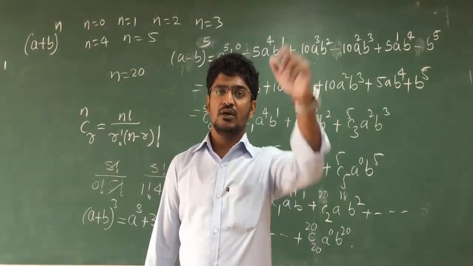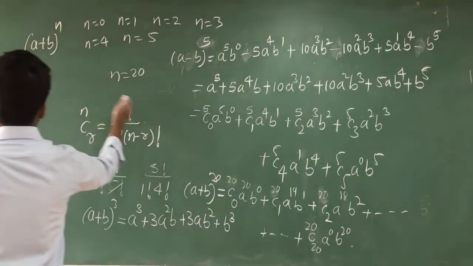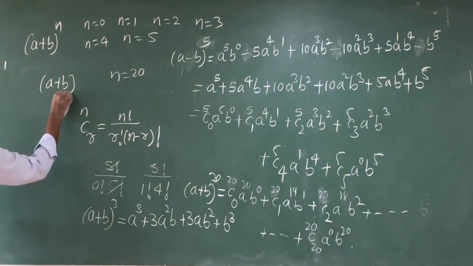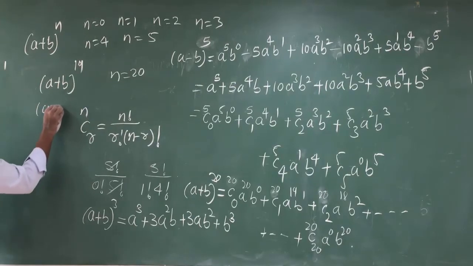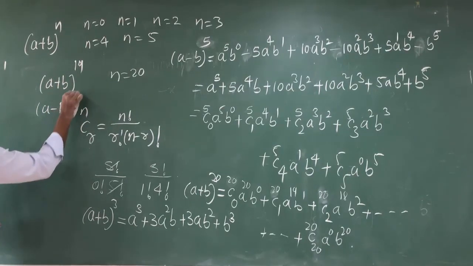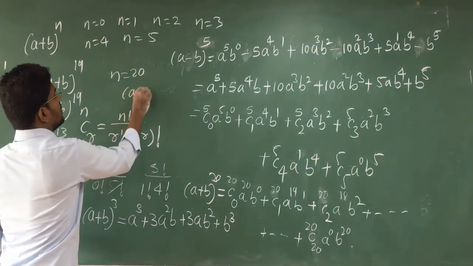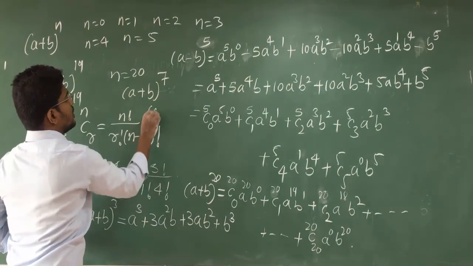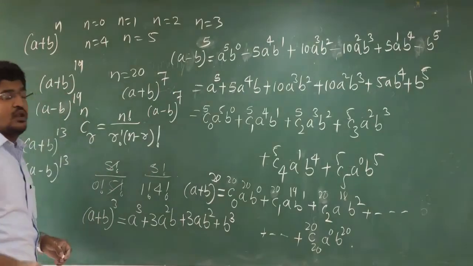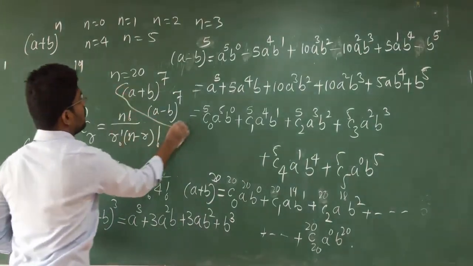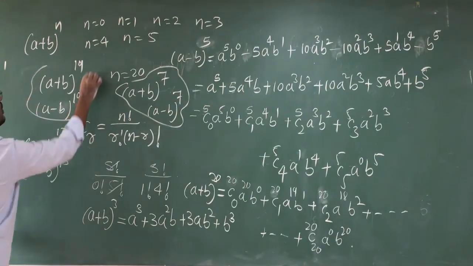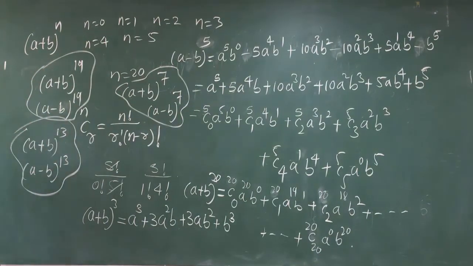So make sure that you take some examples as homework: a plus b whole to the power of 19, a minus b whole to the power of 19. Do this homework by writing the expansions. A plus b whole to the power of 13, a minus b whole to the power of 13. Clear? A plus b whole to the power of 7, a minus b whole to the power of 7. Take these examples as homework and try to write the expansions.